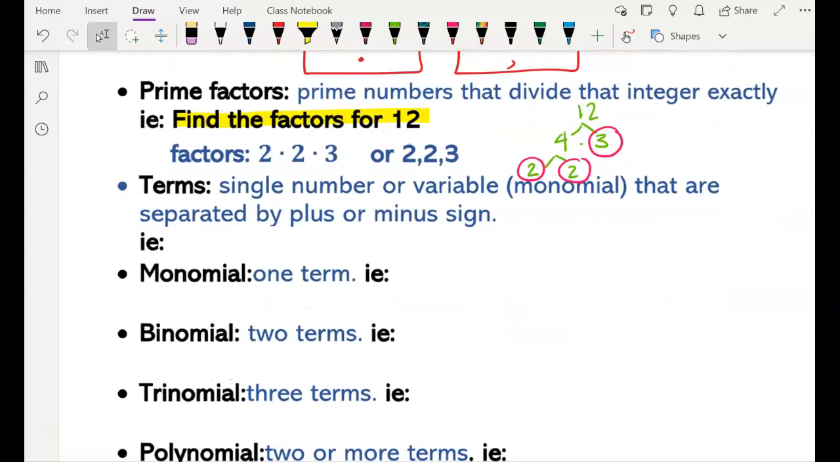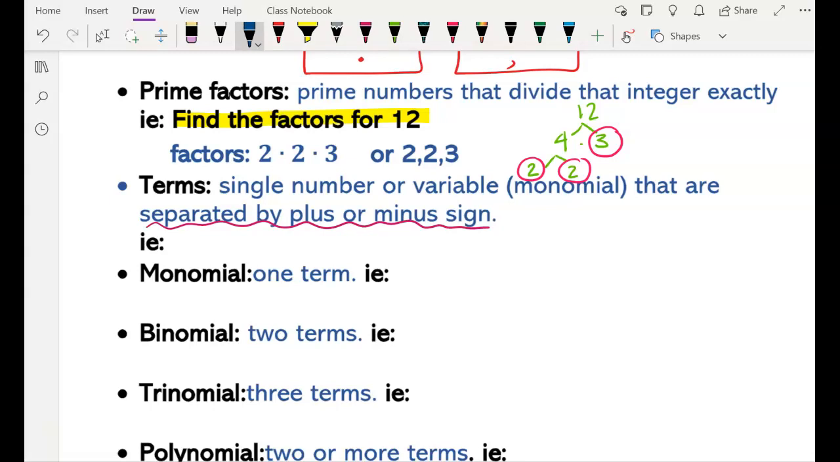Now, the definition for the word term or terms. We are going to have multiple terms in an algebraic expression, so we need to know what that means. A term is a number or a variable, or the product of a number and a variable. Terms are separated by a plus or a minus sign. Usually we want to look at the separation by plus or minus sign. A monomial is one term, so there shouldn't be any plus or minus sign separating. We can have a negative monomial.